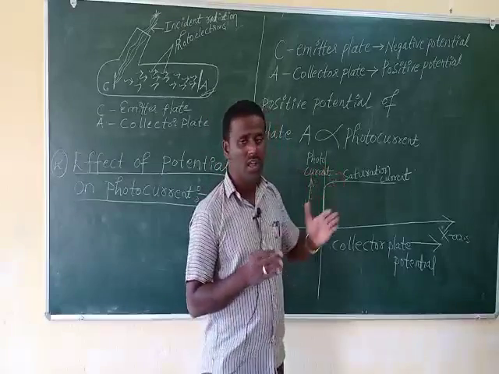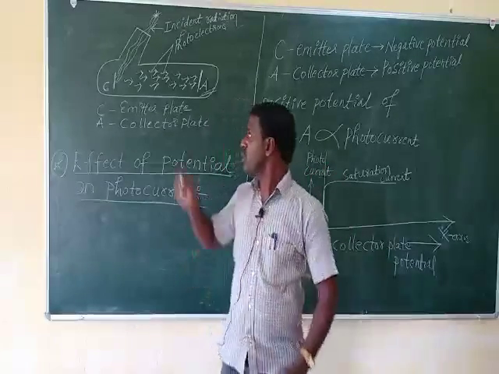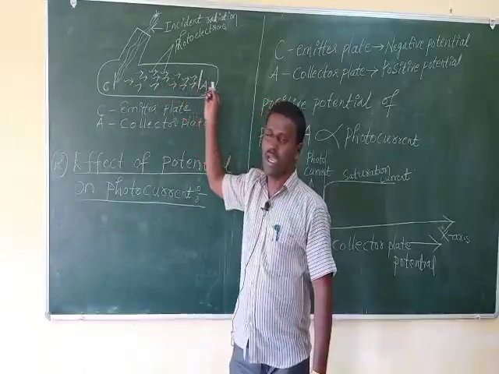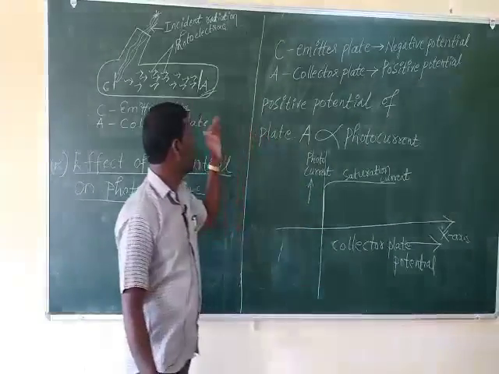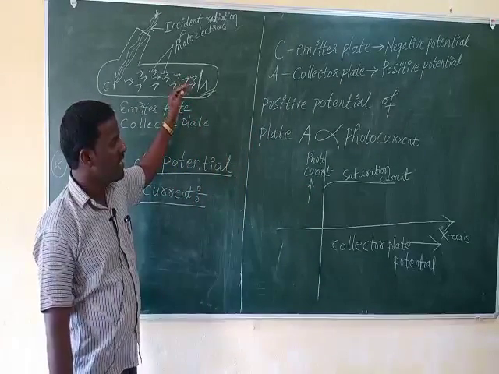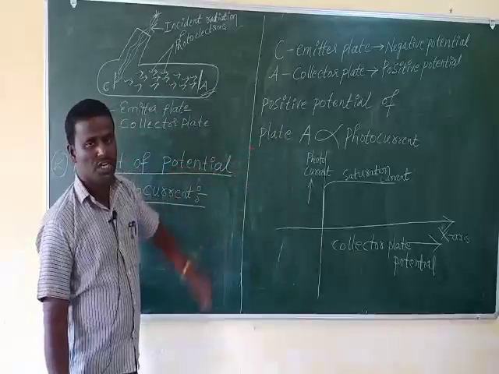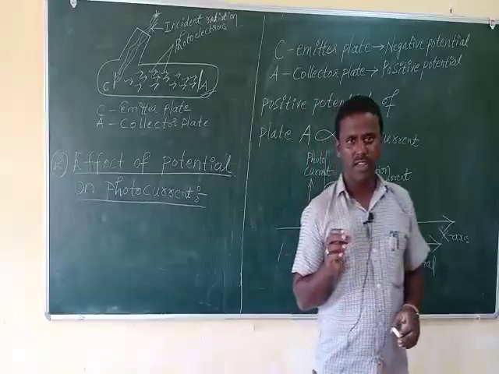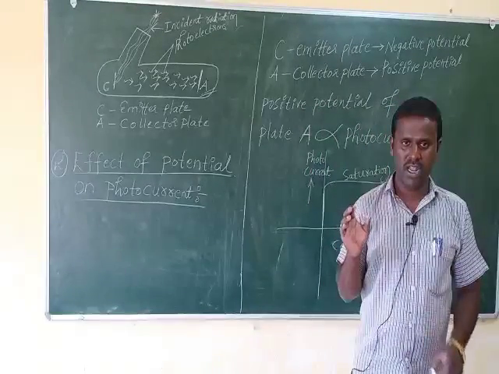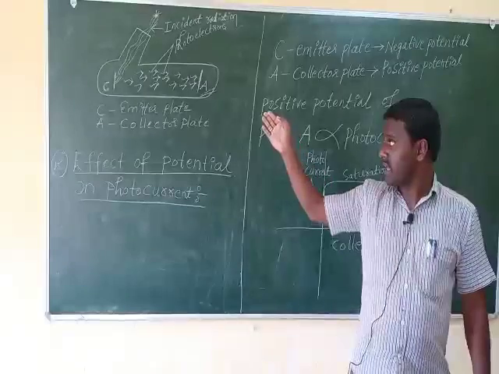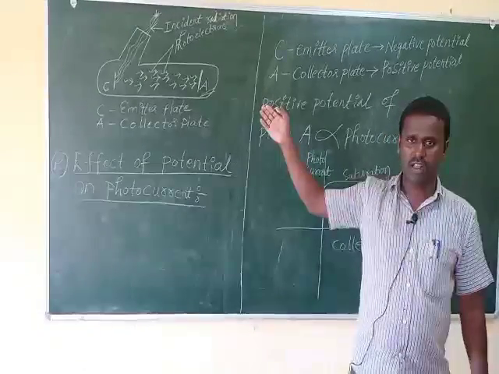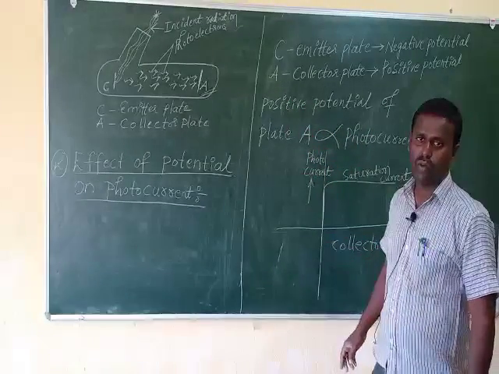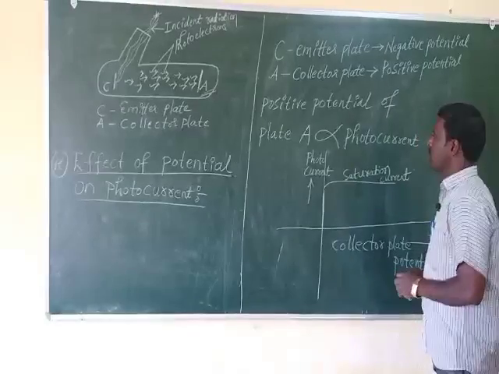Here saturation current means all the electrons come and are collected. So there are no more electrons to come from C to A. All the electrons have been collected by the plate A. This is the case where you get saturation current. What is saturation current? It is the maximum value of photoelectric current developed inside the glass tube for a higher value of positive potential given to the plate A.